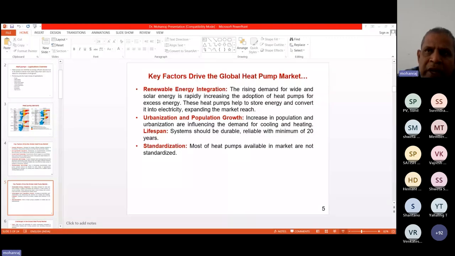Because of the lack of standardization, most of the heat pumps are developed based on the customer requirement and demand, but they are not standardized like other products in the market. So these are some of the factors which have influenced this global market, and the cost, availability. And the lack of working fluids, yes, this is a major problem.